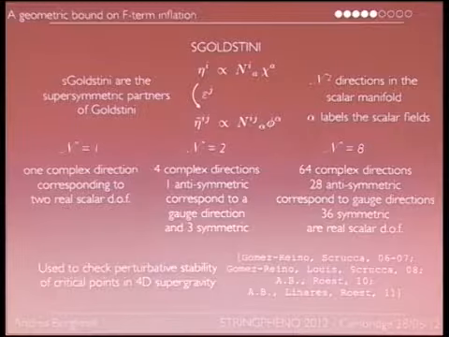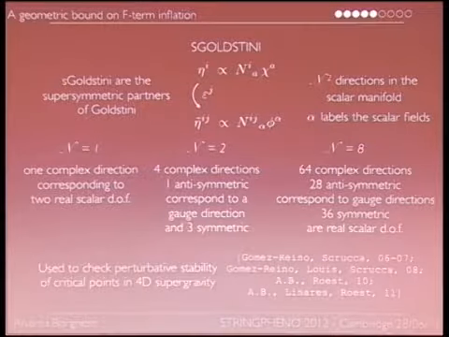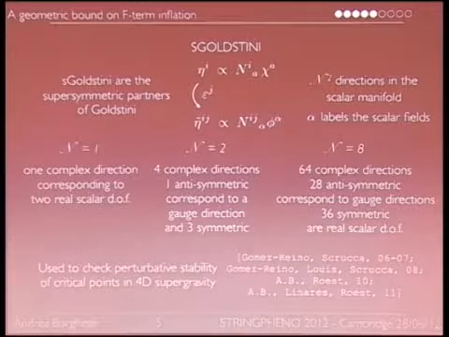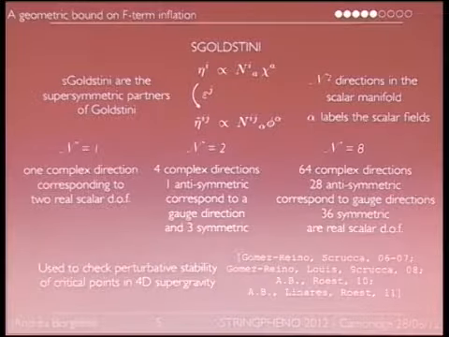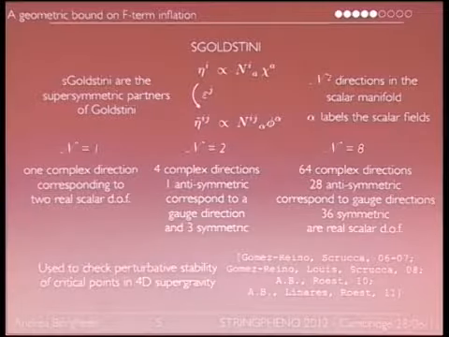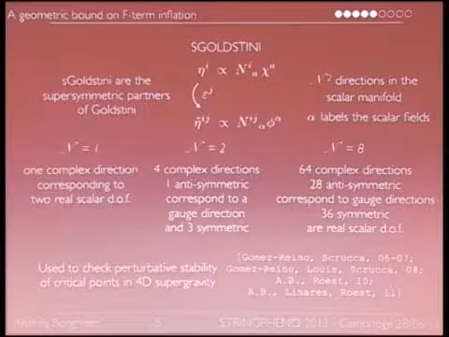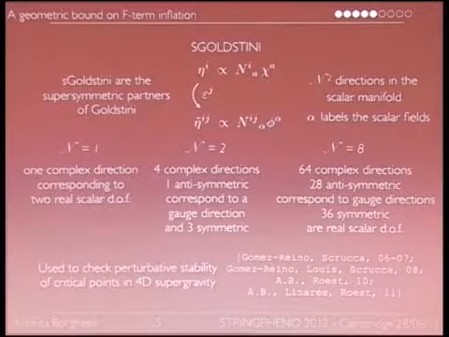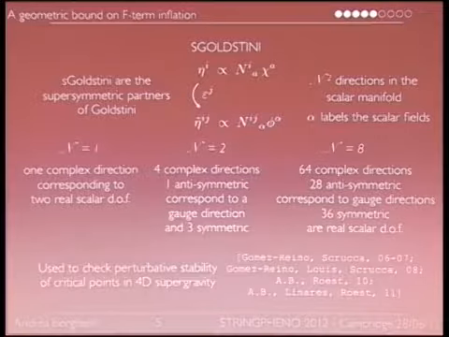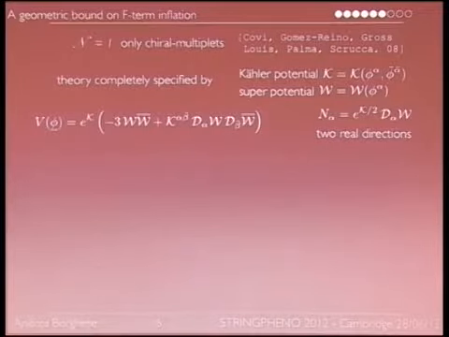They have been used already some years ago to check perturbative stability of critical points. So whenever you solve equations of motion, you can check whether these directions are stable. And it's good to check them because they are essentially the most dangerous, even if this statement is not completely correct. But they have a high probability of being unstable. But what we did in the paper was just relaxing this statement. So relaxing the equations of motion, going off shell in order to describe inflation.